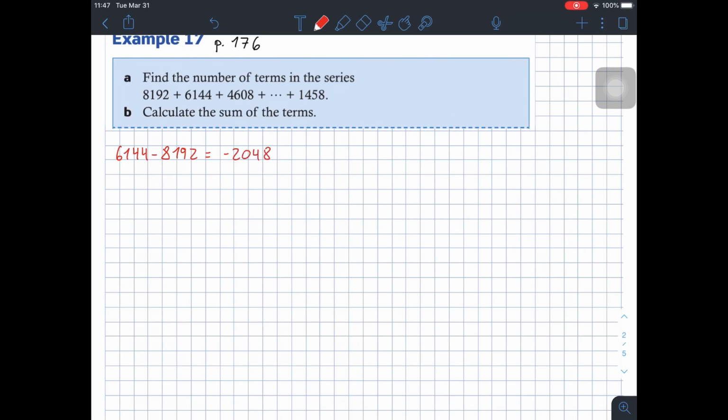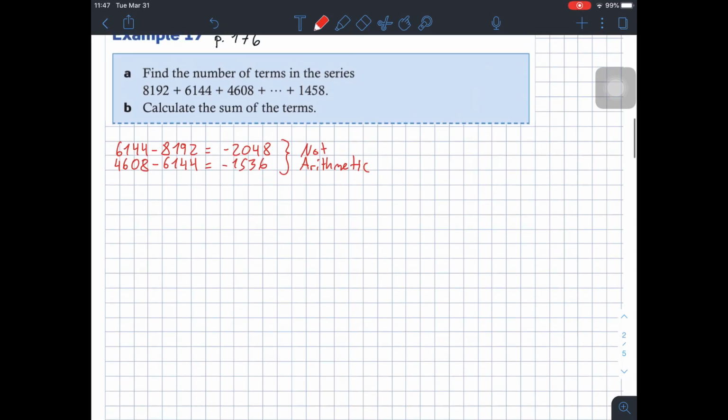2048. Then if we do 4608 minus 6144, this gives us, sorry, dyslexia over here. 4608, there you go. 4608 minus 6144 gives us negative 1536. So this is definitely not arithmetic. Now we're going to try if it's geometric. So we're going to divide the terms. 6144 divided by 8192 gives us 6144 over 8192. This is 3/4, which is 0.75.